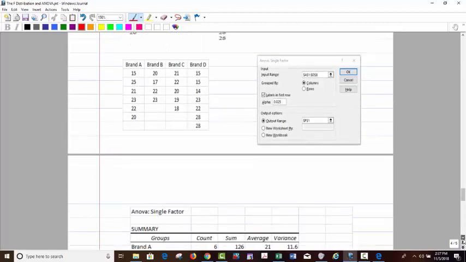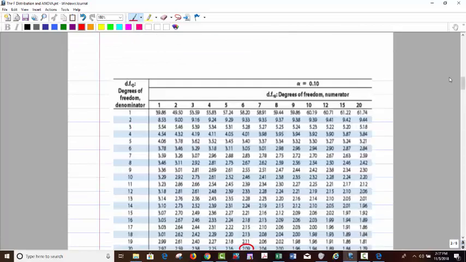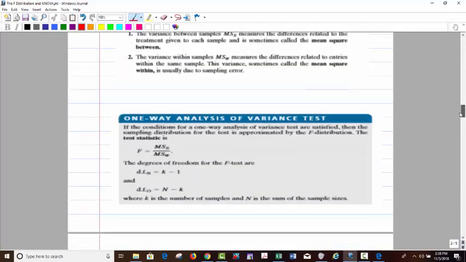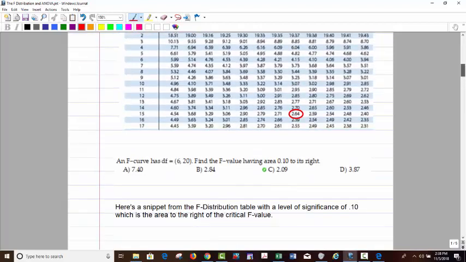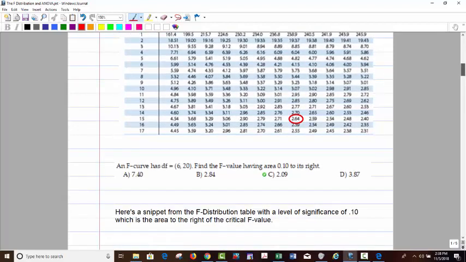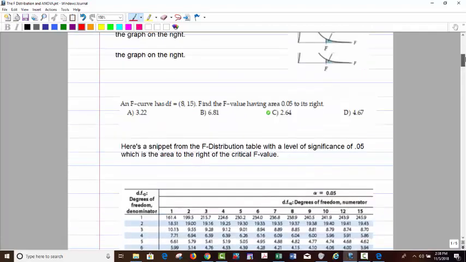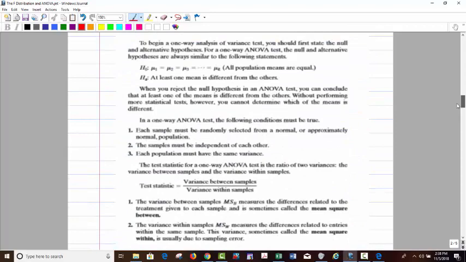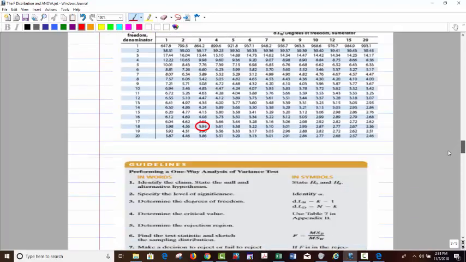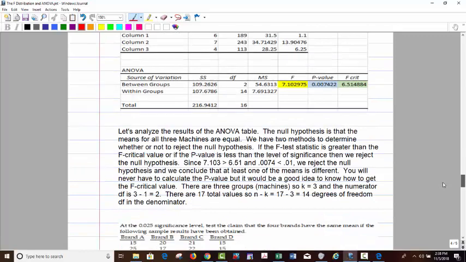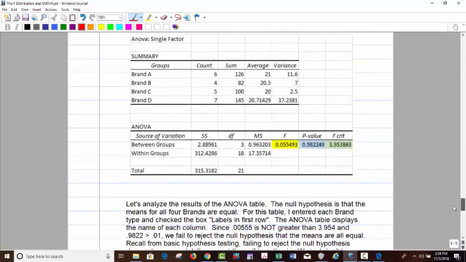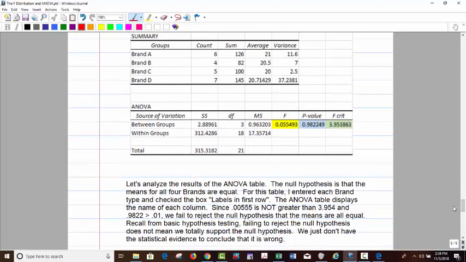So let's see what we got here. Every time I moved down, it got away from me. Went down a page and it took me back to the top. That's why I was confused. There we go. All right, here we go. There's all the individual information. But here are the key components we want here: the F-test statistic, the p-value, and the critical value.